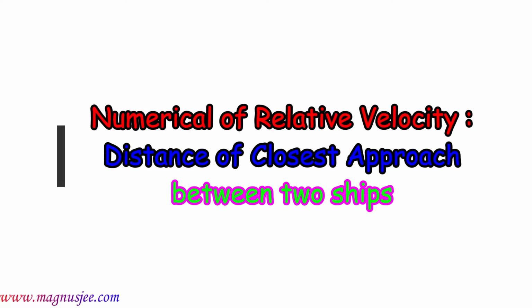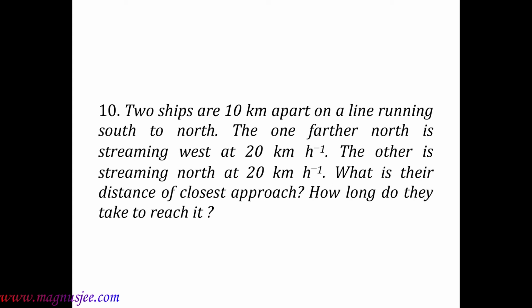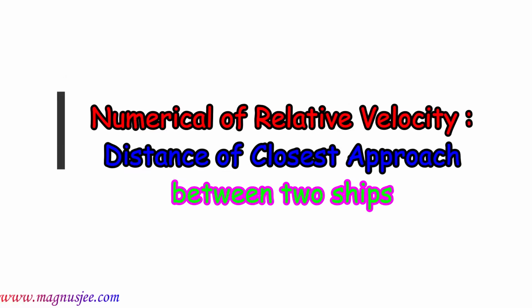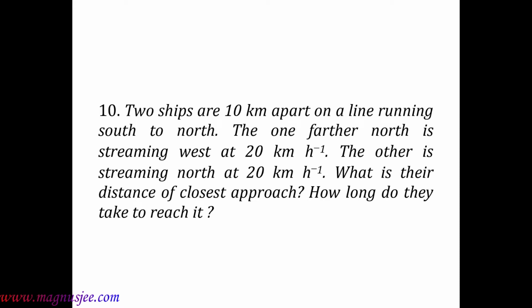Distance of closest approach between the two ships. Two ships are 10 km apart on a line running south to north. The one farther north is streaming west at 20 km per hour. The other is streaming north at 20 km per hour. What is their distance of closest approach?